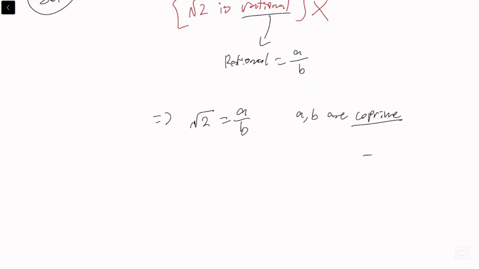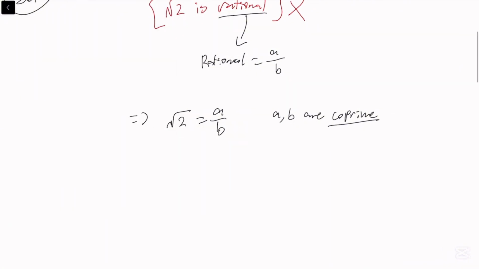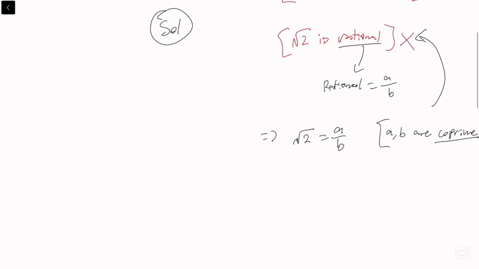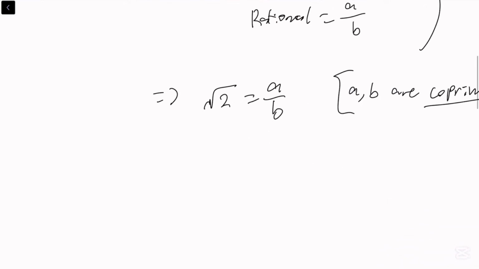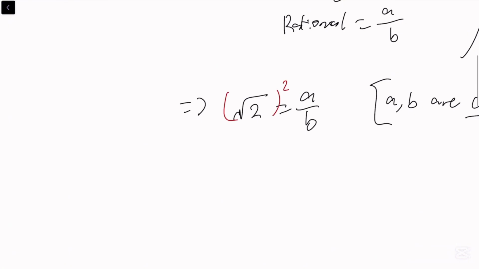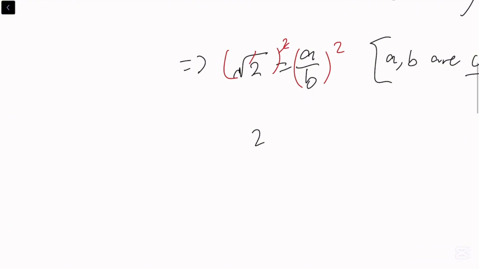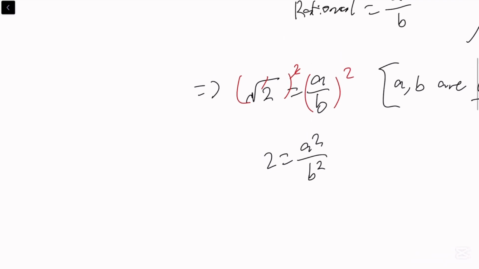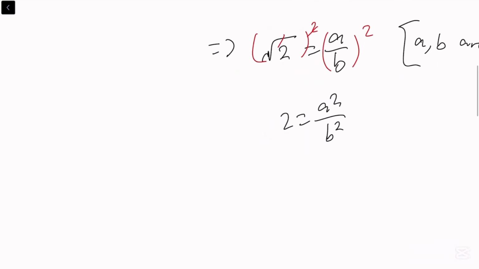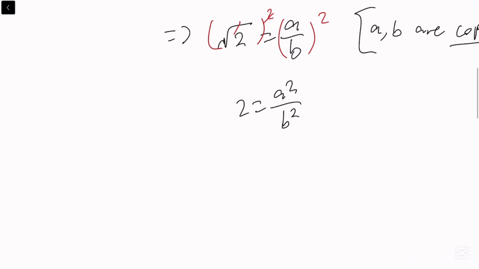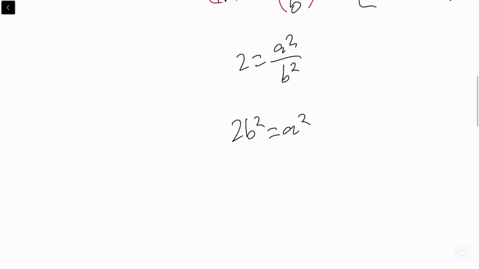So yeah, this is the main statement that we're going to be using to prove that this is false. Moving on to the next step, if we square both sides, these two cancel out and we get a 2. Then we get a squared and b squared, because the square distributes into the numerator and denominator. From here, we multiply both sides by b squared and we get 2b squared is equal to a squared.